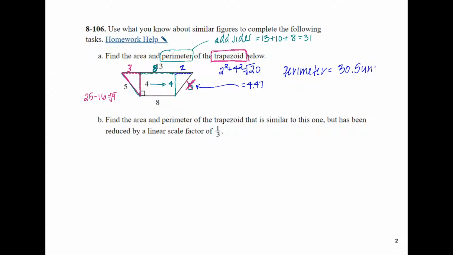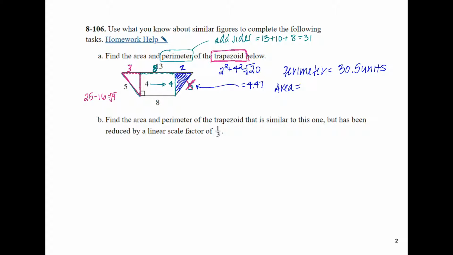It is very important that you label your units when we are finding perimeter and area. When we find the area of this, we can do it a variety of different ways, but the first thing that comes to mind for me is I'm going to find the area of both of my triangles and my rectangle and add them up.